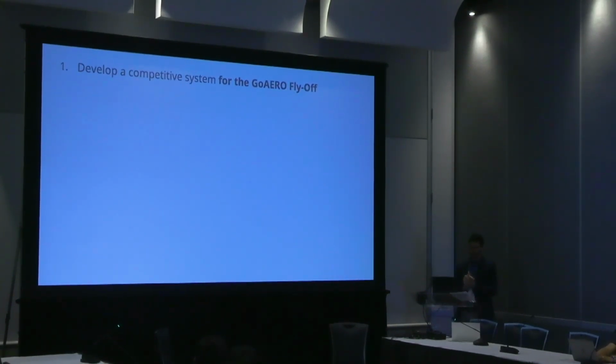Number 1, develop a competitive system for the GoAERO fly-off. I emphasize "for the GoAERO fly-off" because there are plenty of teams who are developing a system and their whole program is just about winning a prize at GoAERO. This emphasis isn't necessarily for them. The emphasis is for teams who are doing something else now and are saying, great, GoAERO is a great opportunity for us, or who are building toward a product. They want to get fielded as an air ambulance as soon as possible after GoAERO is over, and they're doing GoAERO on the way to that.